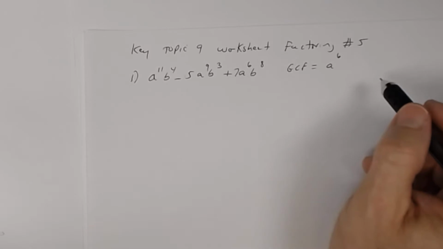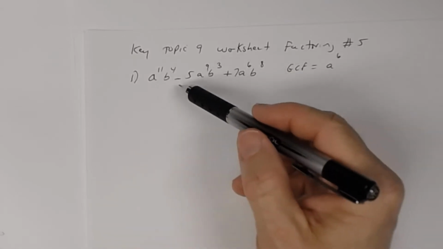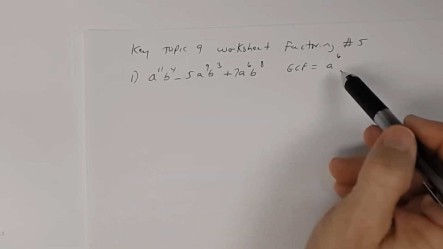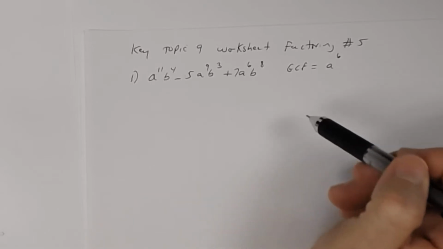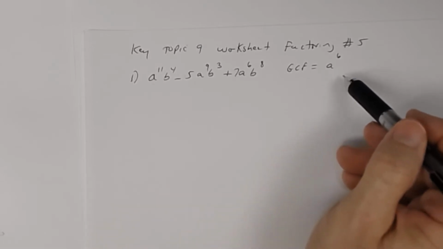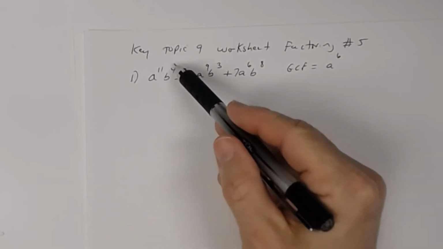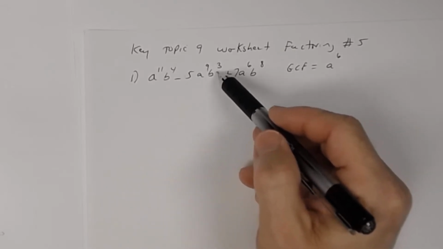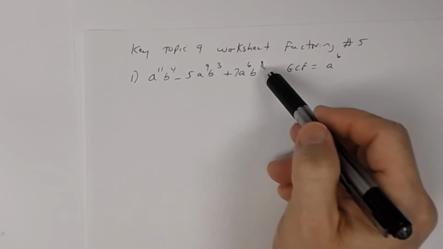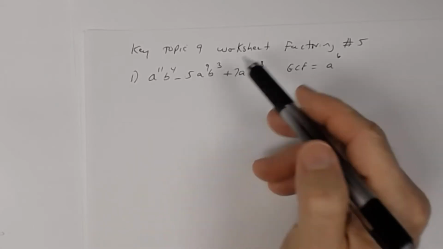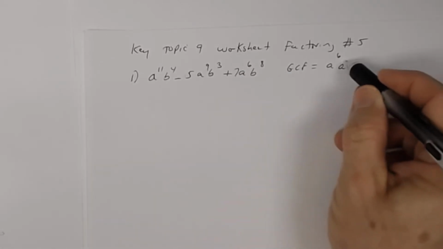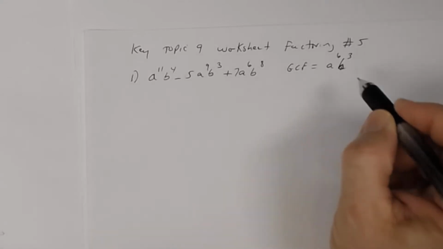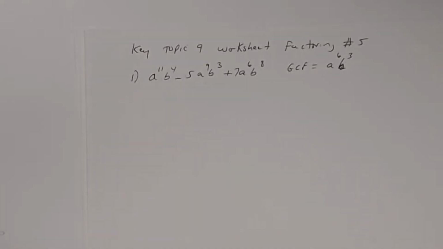With regards to the factors of b, since there's a b in every term, you will have at least one factor of b in the GCF. We just have to determine how many. I have 4 factors of b, 3 factors of b, and 8 factors of b. So I'm going to need 3 of them. That's the one with the smallest exponent. So there's your GCF. The GCF is a to the 6th power times b cubed.